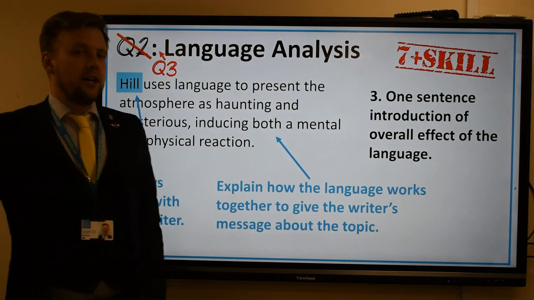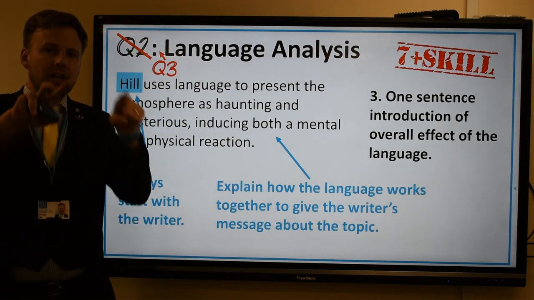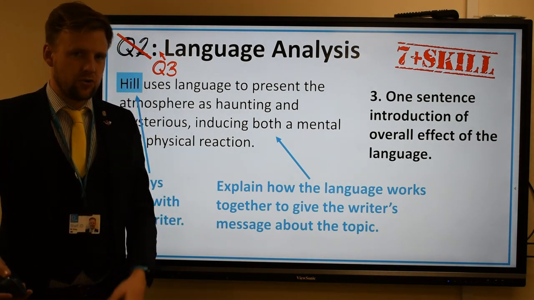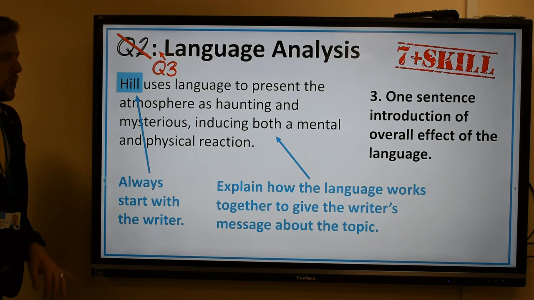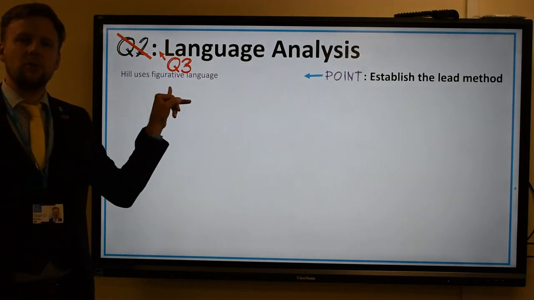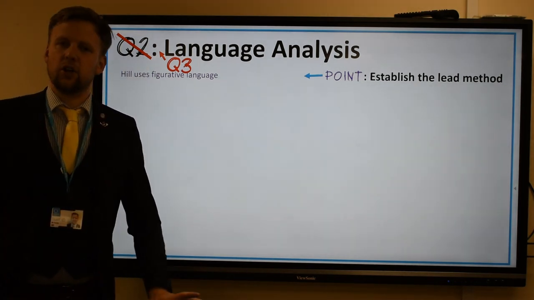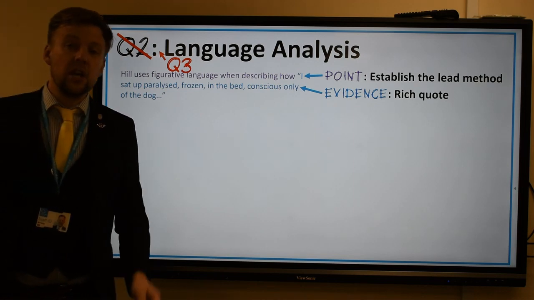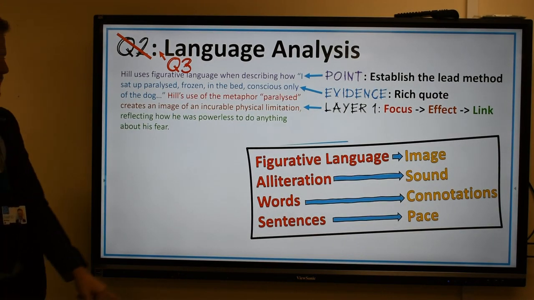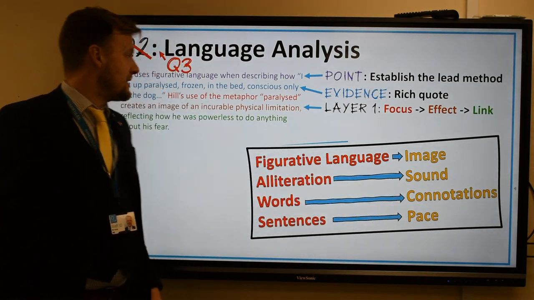Then, these are the same slides from paper 1, deliberately. 1 sentence introduction, giving an overall effect. This is how language is working together to present the attractions in the show. Then, once you've got your introduction, you're on to your paragraphs. Make a point about the statement. Look how simple it is. Straight up, he'll use figurative language. Nothing fancy, nothing complicated. Put your evidence, a quote that's got lots and lots of things to say, and then you are just layering them up, using the groups of methods that you already know, using their specific effect.